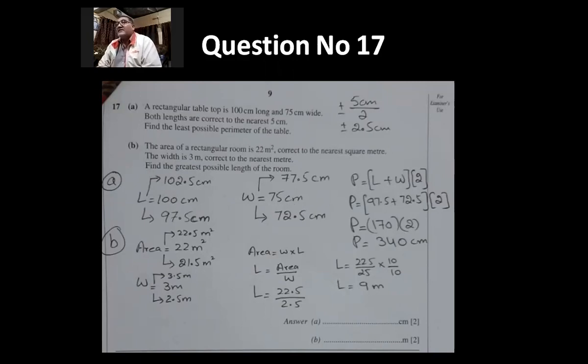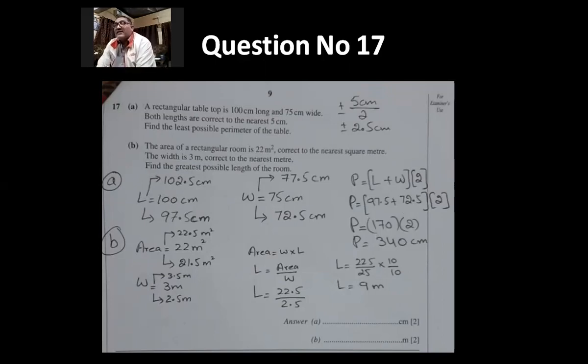The question is to find the least possible perimeter, which means find the least value of the perimeter. You know the formula for the perimeter is 2 multiplied by length plus width. But because you want the least value of the perimeter, the lower bound of the length and the lower bound of the width should be used in this formula. So you can see here we have used the lower bound of the length and the lower bound of the width. When you add them, you get 170, you multiply with 2, you get 340 centimeters. So the least value of the perimeter will be 340 centimeters.